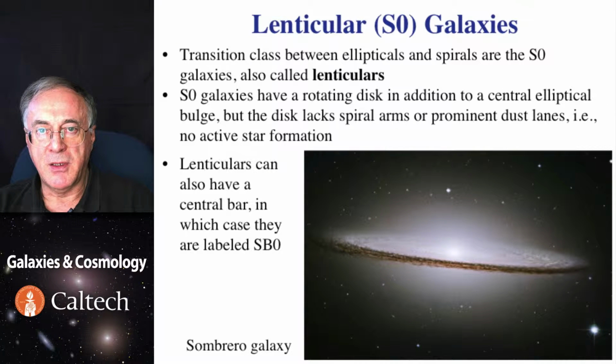And indeed, physically, they are transitional in the sense that they have a large bulge with a relatively small, or rather unimportant, disk, and a disk that doesn't have a lot of active star formation. And just like other spiral galaxies, these S0s, or lenticulars, because their shape resembles a lens, could also contain bars.